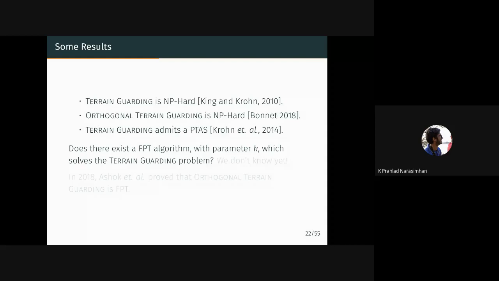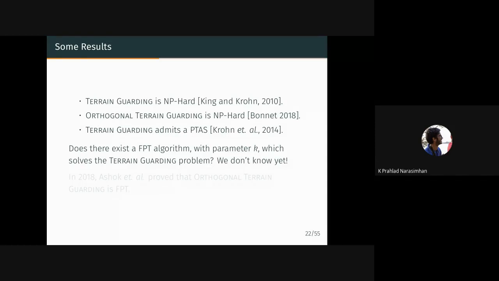So the question that still is open, and probably the biggest question in this particular subfield, is: does there exist an FPT algorithm? An FPT algorithm is like a special type of algorithm. Again, I'm not going to go too much into it. Does there exist a special kind of algorithm which solves the terrain guarding problem? This is the important question. And the thing is that we don't know yet. This is still open.